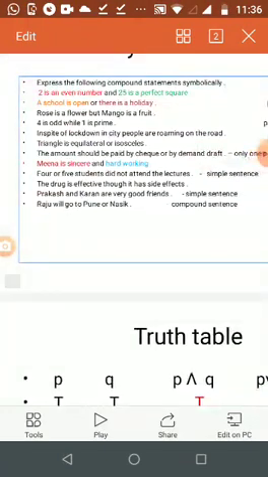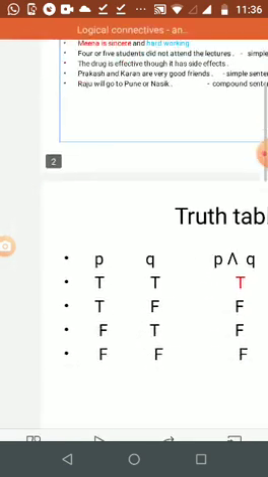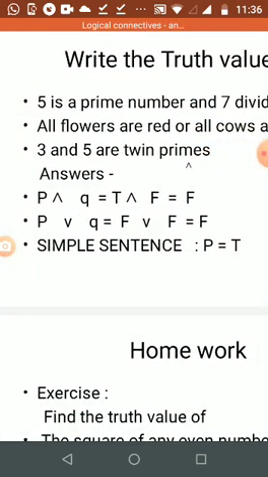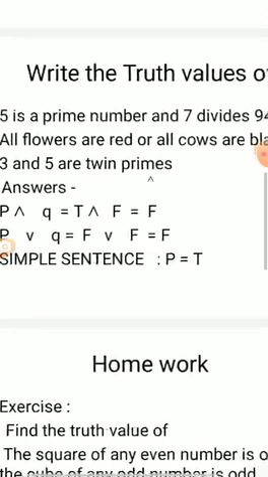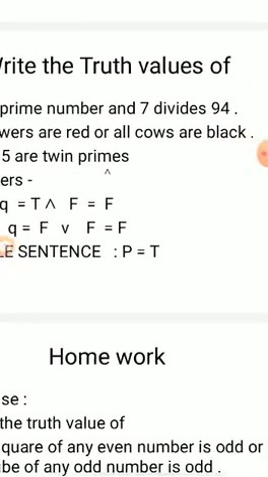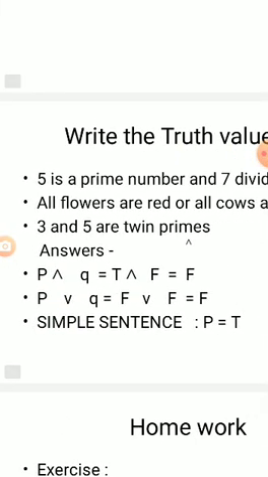So this is about two connectives, and and or. Now here I have given one question: write the truth values. When P and Q are given in verbal form, you should be able to write P and Q as well as P or Q in verbal form. Or you should be able to convert verbal form into symbolic form and symbolic form into verbal form. So two types of questions can be asked like this.